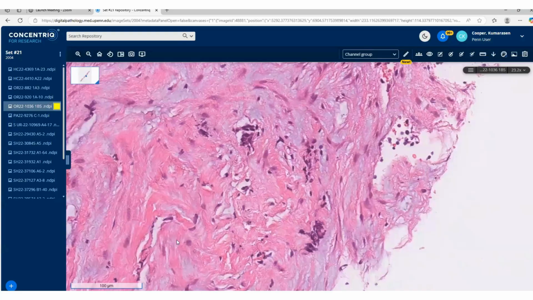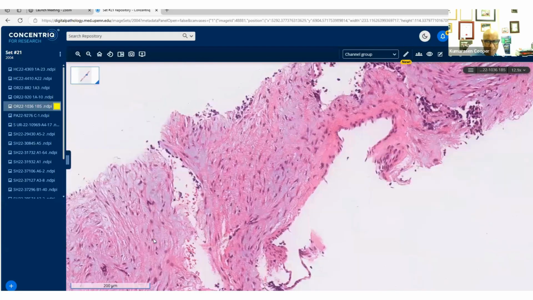The age of the patient? 19, and he's a male.